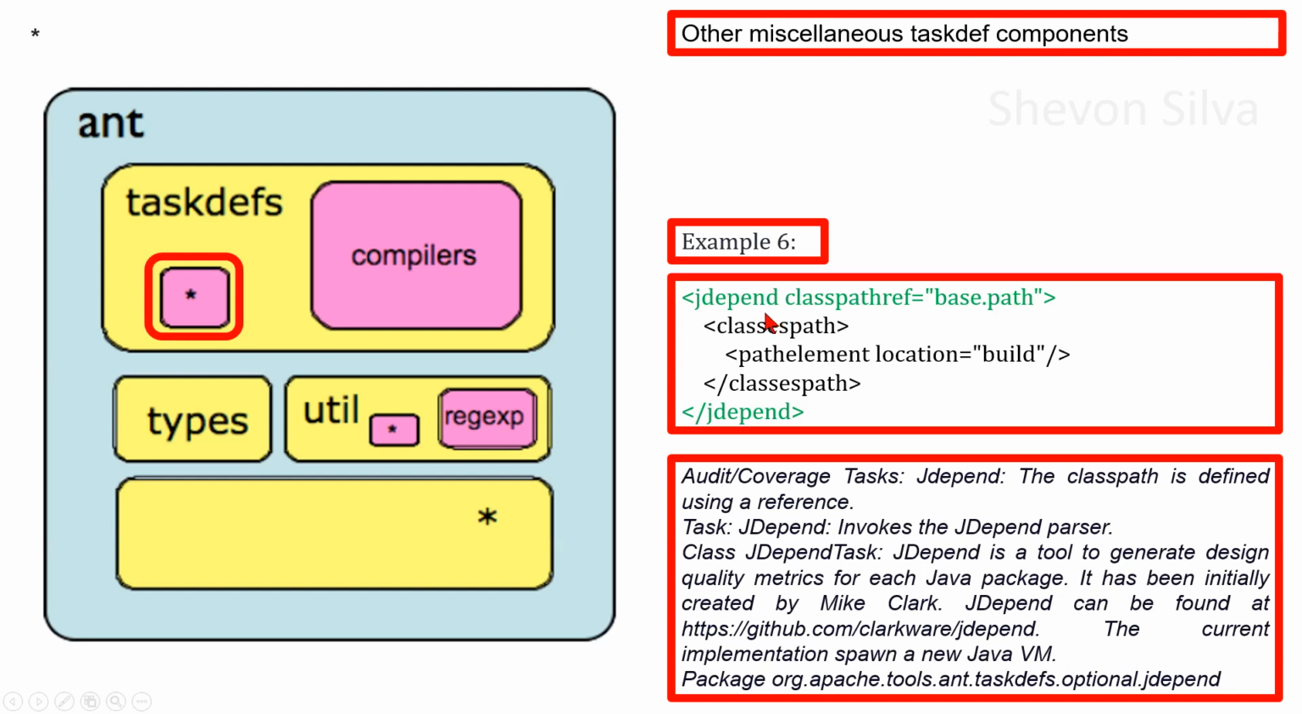Here invoke JDepend on the build directory, writing the output on the standard output. The class path is defined using reference.